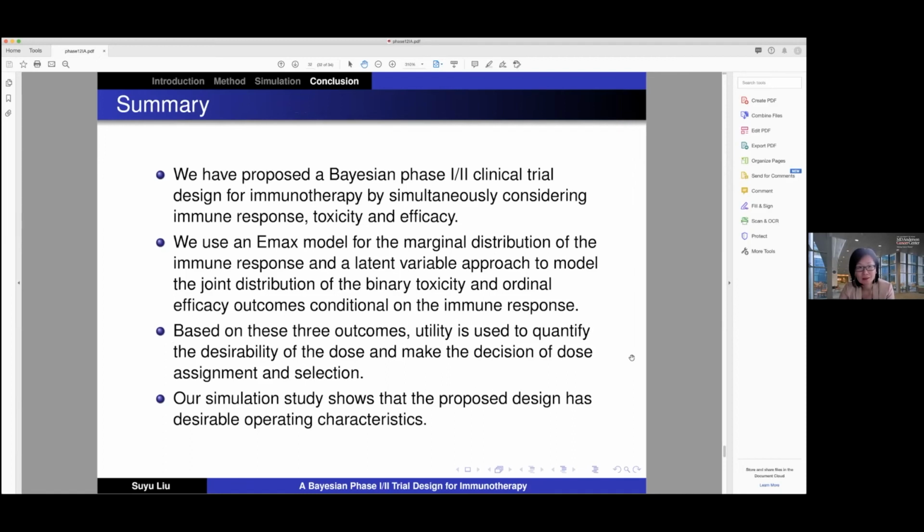This is a brief summary of what I just presented. We have proposed a Bayesian phase 1-2 clinical trial design for immunotherapy by simultaneously considering immune response, toxicity, and efficacy. Here we use the Emax model for the marginal distribution of the immune response, and we use a latent variable approach to model the joint distribution of the binary toxicity and ordinal efficacy outcomes. Our simulation studies show that the proposed design has desirable operating characteristics and robust performance.